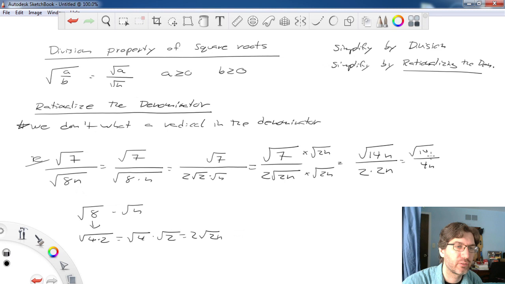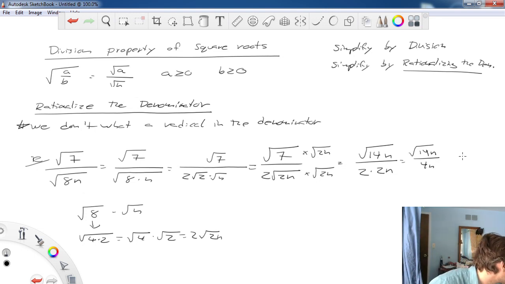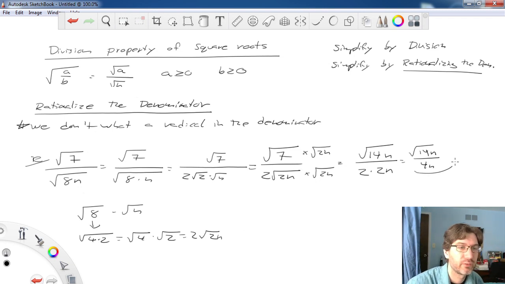And then you got to think to yourself, can you reduce the 14n anymore? 4 is not going to work. 9's not going to work. So this reduces down to this. And again, that's rationalizing the denominator. You want to multiply the top and bottom by the square root you got here to make it nicer. But make sure your numerator and denominator are simplified as best they can before you start doing that.